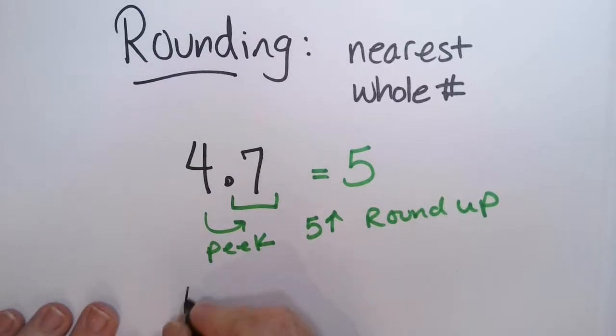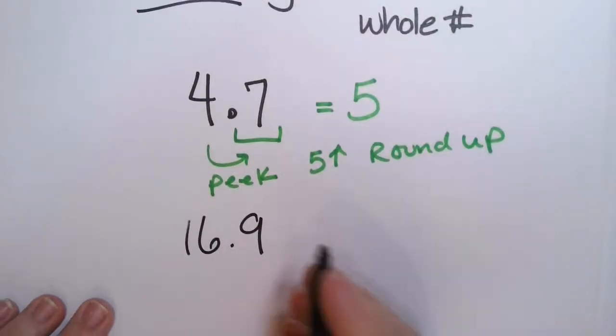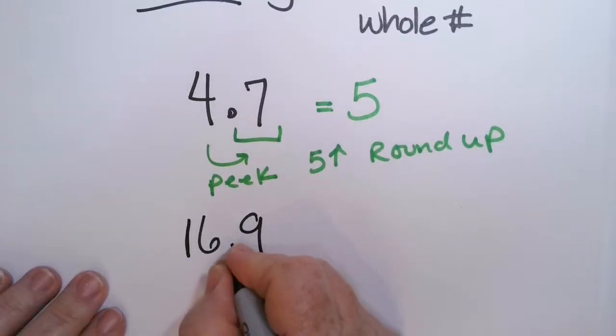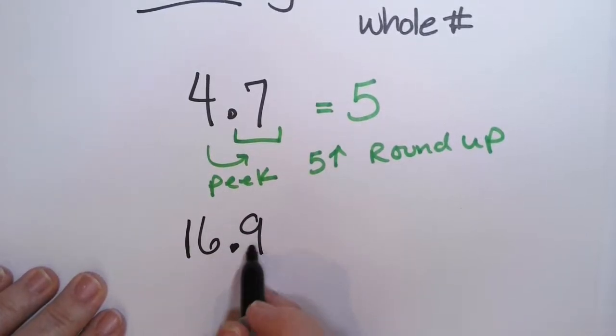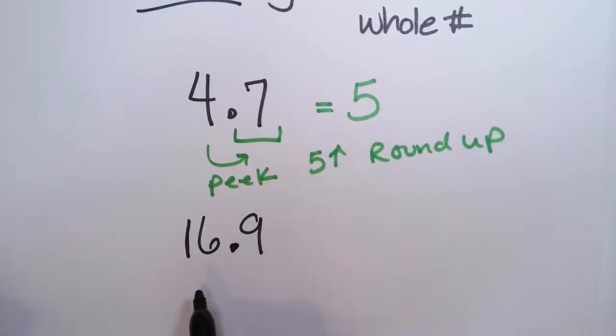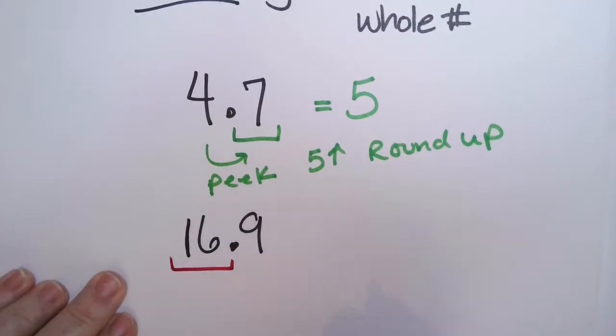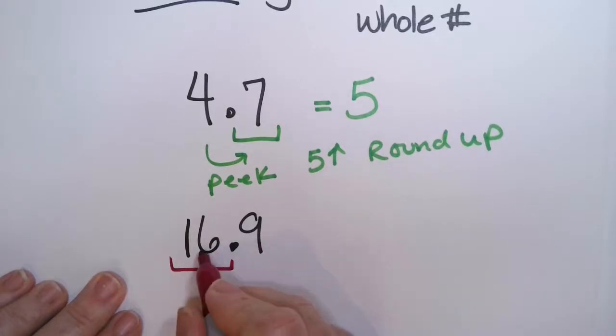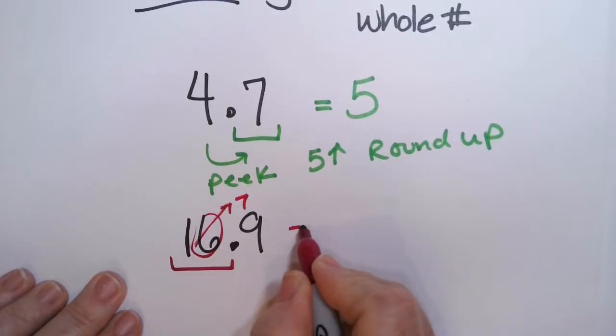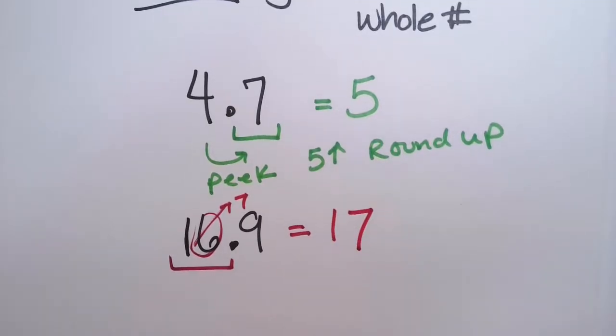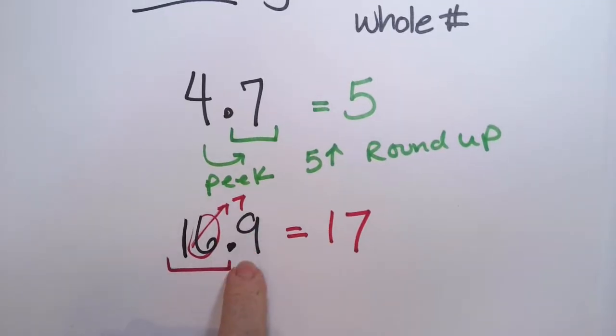Let's do another one, 16.9. Round to the nearest whole number. Whole number means we should not have anything to the right of the decimal. We shouldn't have a decimal part of the number. So the whole number is going to be this thing. We're going to peek here. This is above 5, so we're going to round this number up to a 7. So this is rounded up to 17. We still throw this part away, but we're just peeking to see whether this number stays the same or gets bumped up 1.